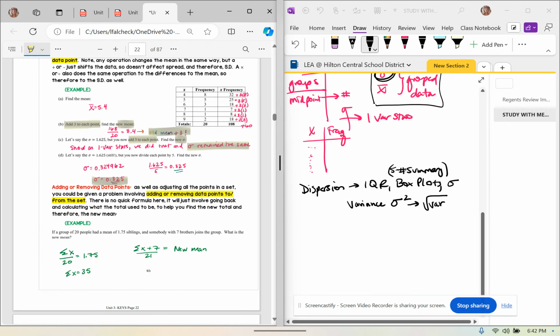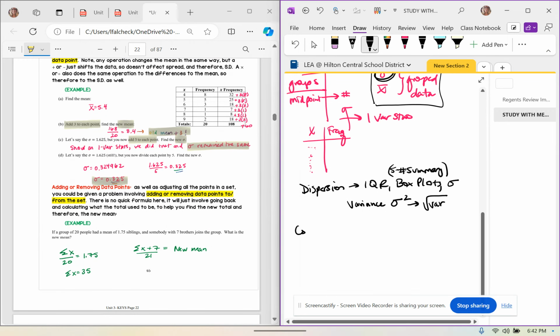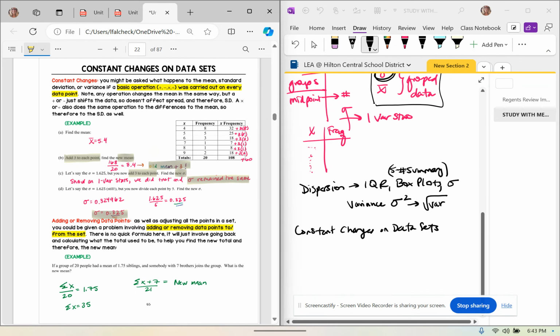Okay, so we're still in our 3.6 day. So maybe you want to write this down. Constant changes on data sets. So in constant changes on data sets, let's look at our notes here, okay? It says you might be asked what happens to the mean, standard deviation, or variance if a basic operation was carried out on every data point, okay?